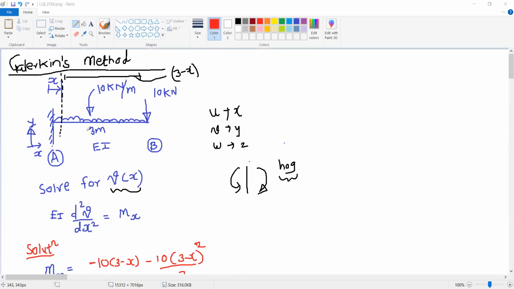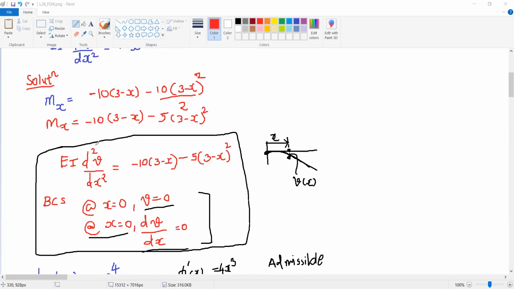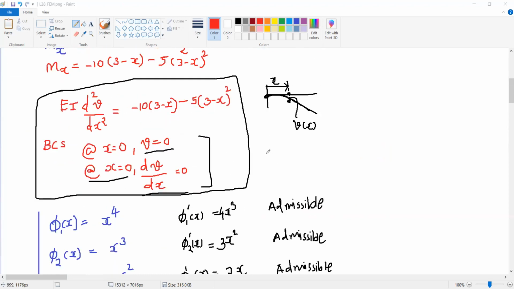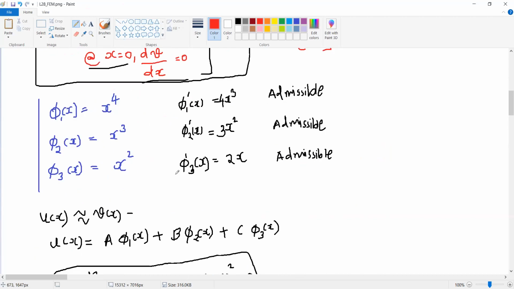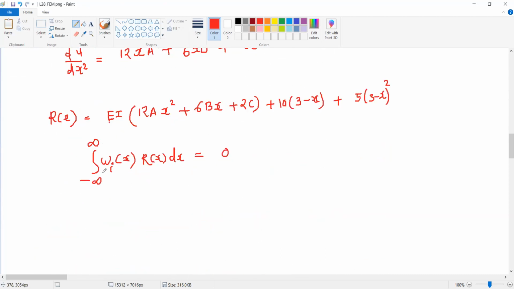Now just look at this domain, limits of integration minus infinity to plus infinity. Here we are interested in getting the solution of this differential equation only in the domain x equal to 0 to 3. So what is our domain? That also we need to write down here. X belongs to closed interval 0 to 3. If that is the case, instead of integrating this within minus infinity to infinity, I am going to integrate it from 0 to 3, and I'm going to say wi of x into r of x is equal to 0. So wi of x is the weighing function, r of x is the residue.